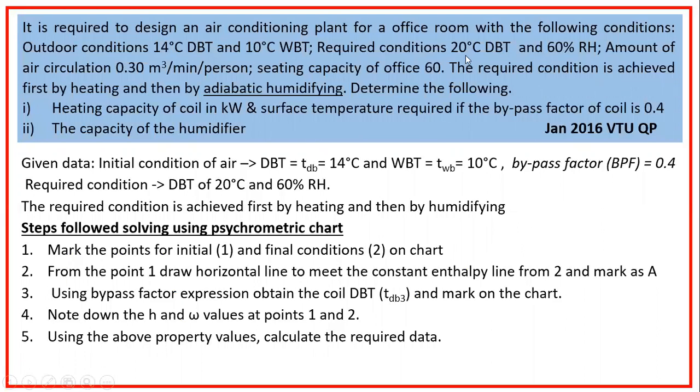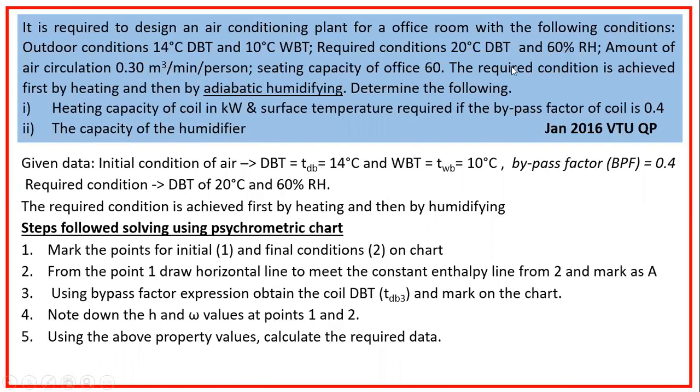So what is the required indoor condition? It is 20 degrees centigrade DBT and 60% RH. So first thing we need to note down is we need to mark the points of outdoor 1 and final 2. These 2 points have to be marked. So amount of air circulation: the air circulation per minute per person is 0.3 meter cube. The seating capacity in the office is 60.